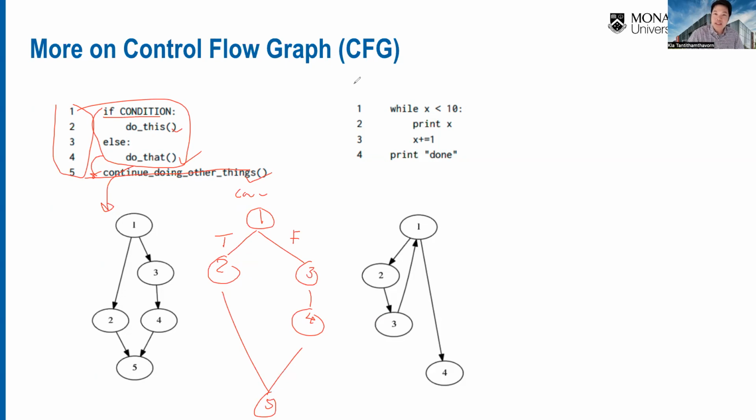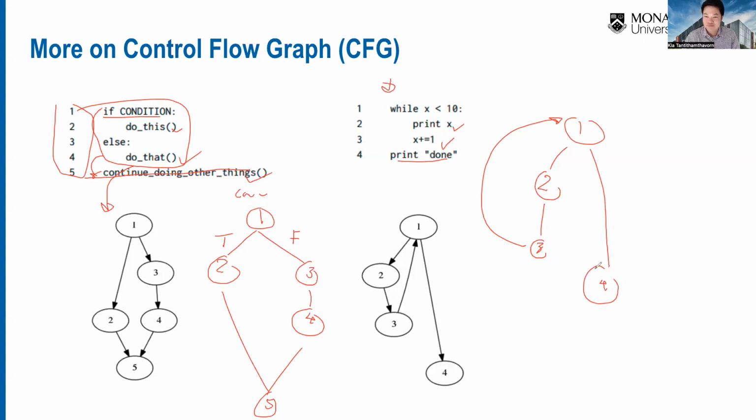Easy, okay? This is the next example, a while loop. While x is less than 10, start with the node, the statement line number 1. Then if it is true, execute line number 2 here, and then execute line number 3. They come together. And this true is the loop, right? We can draw it like this as well, okay? Otherwise, print done, 4. That's it. Easy. Okay, so that's all.